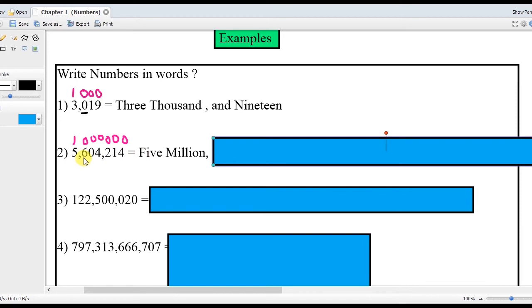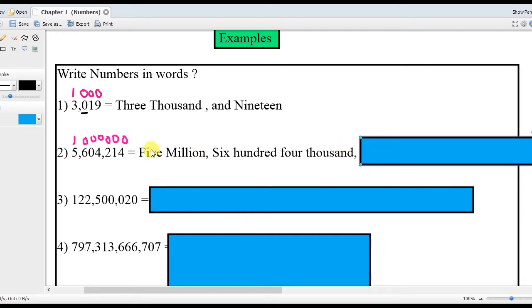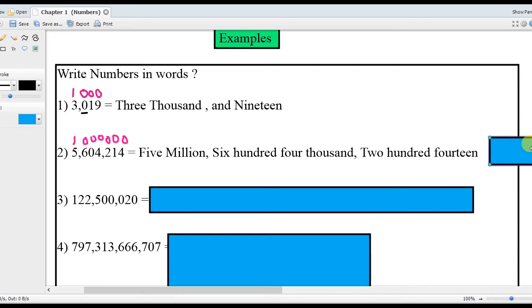After that we have 604,000. After that there are three digits, so we put 3 zeros. 604,000. 604,000 and then 214, right? Okay, moving on to the next.